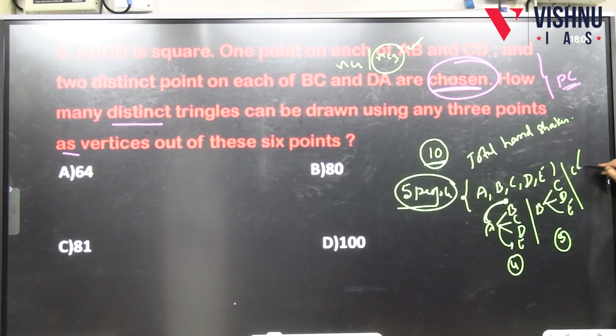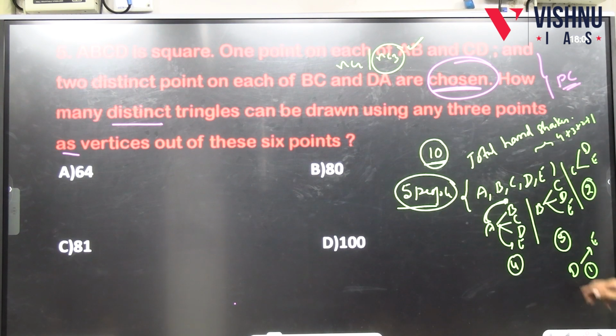Next, C can now shake hands with D and E, which means 2. Finally D has to shake hands with whom? E. So what is the final answer? 4 plus 3 plus 2 plus 1 only, right? The total number of handshakes is 4 plus 3 plus 2 plus 1. If there are 5 people, then the final answer is what? 4 plus 3 plus 2 plus 1.